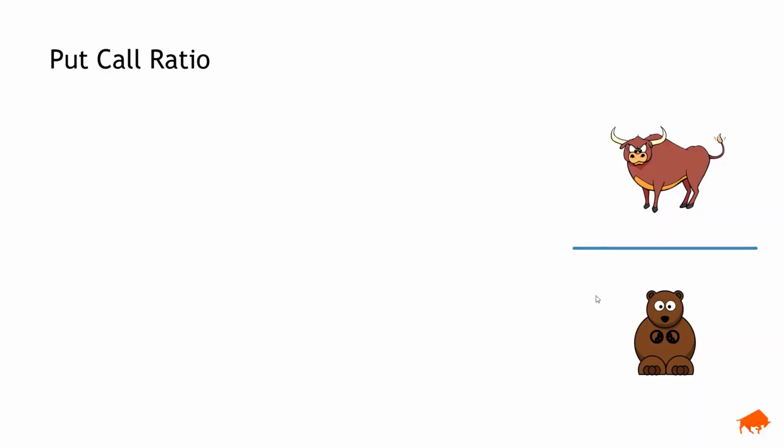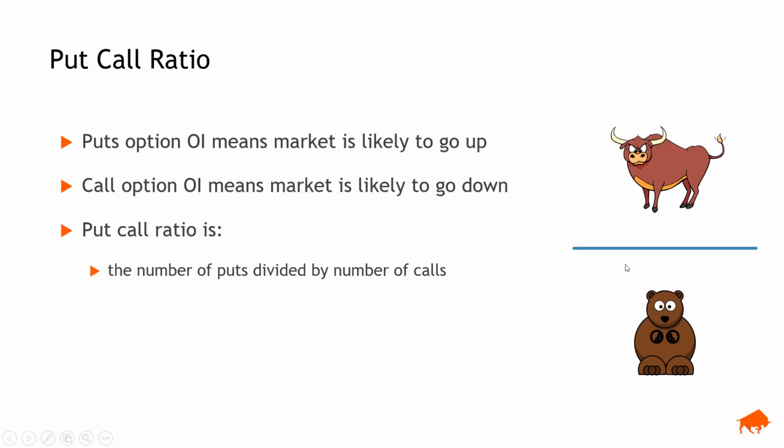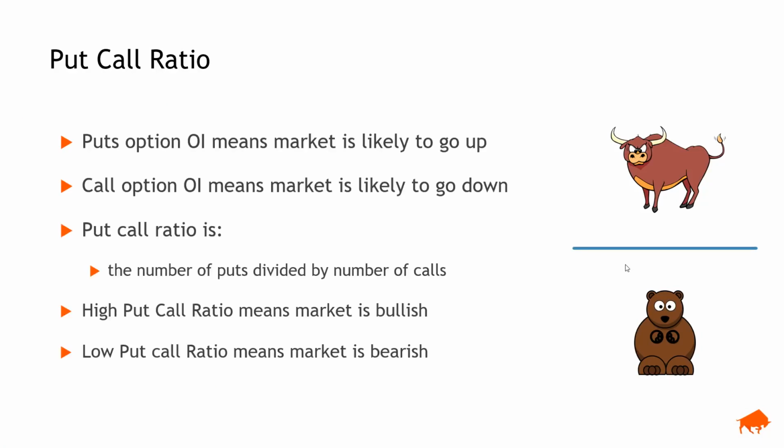Puts are a sign of bullishness, calls are a sign of bearishness. So a low put call ratio means the market is bearish and a high put call ratio means the market is bullish. So what do I mean by high and low?